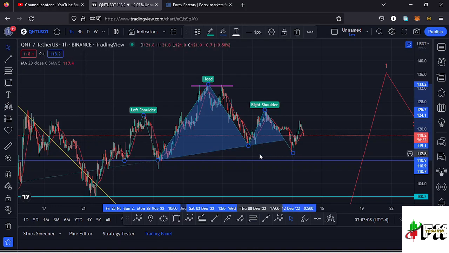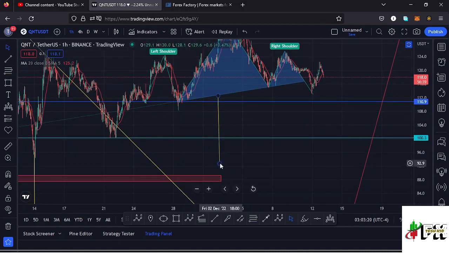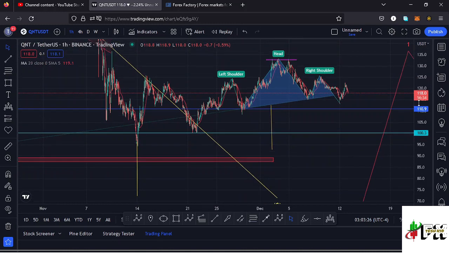And once the breakout happens, the minimum target area of the breakout can be given by the height between the head and the neckline. So we can get that height and then place it down here below the neckline, and that gives me a minimum target area back to around the $92.9 mark, and that is still giving me a new low here on the Quant chart.